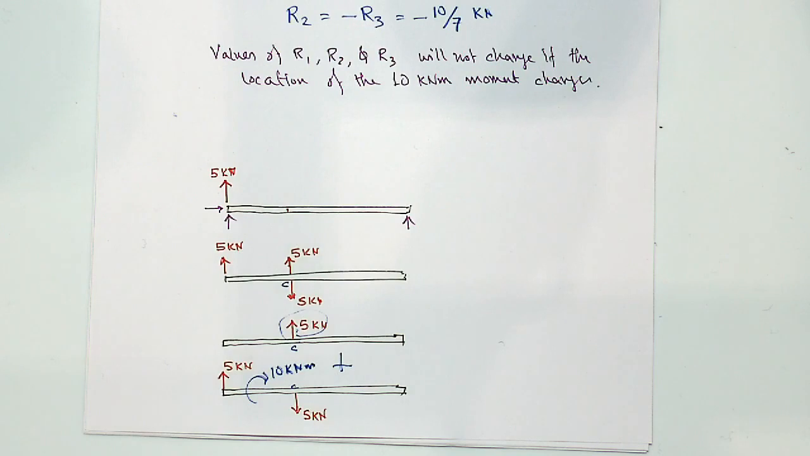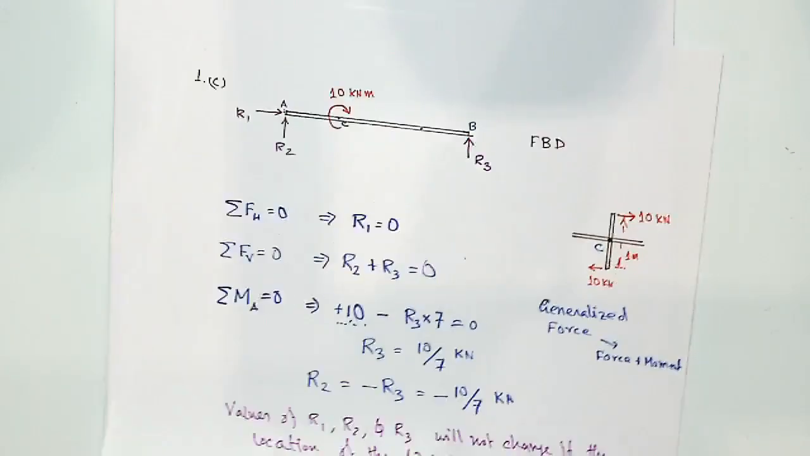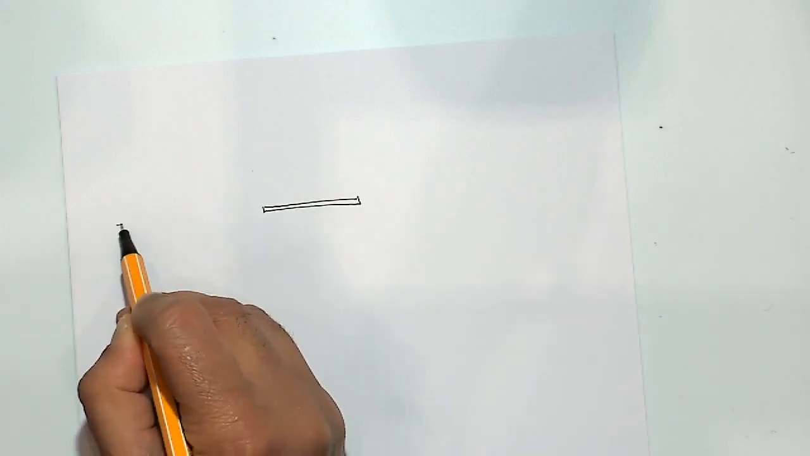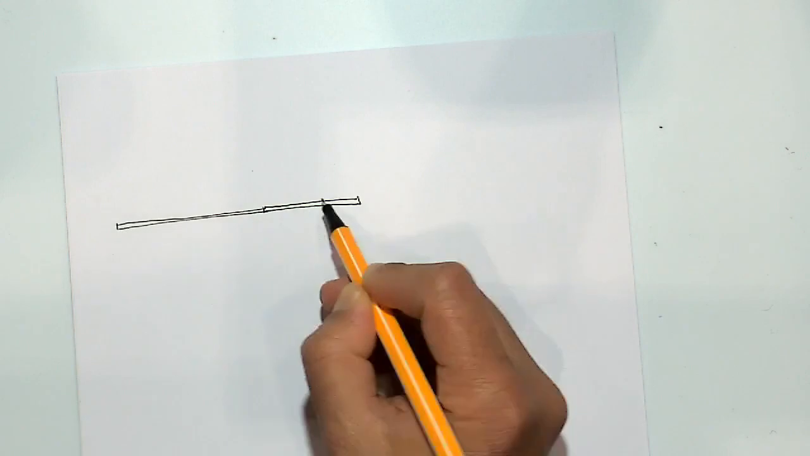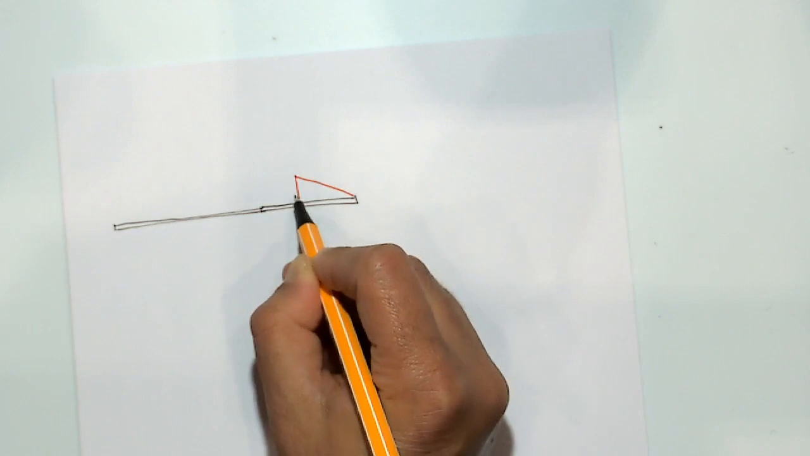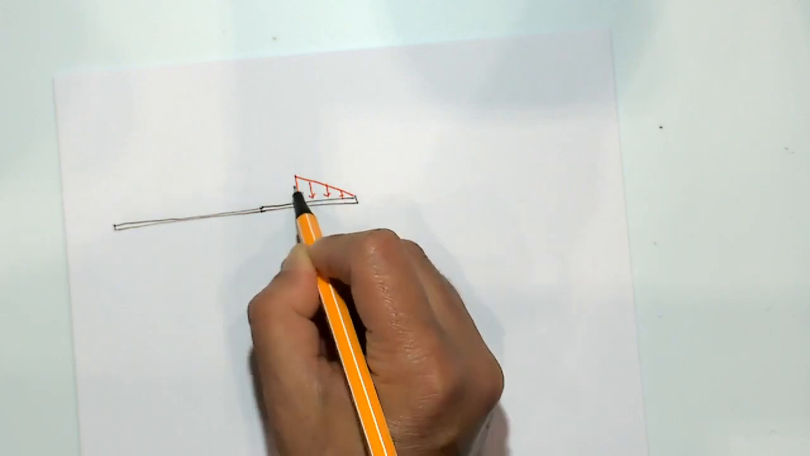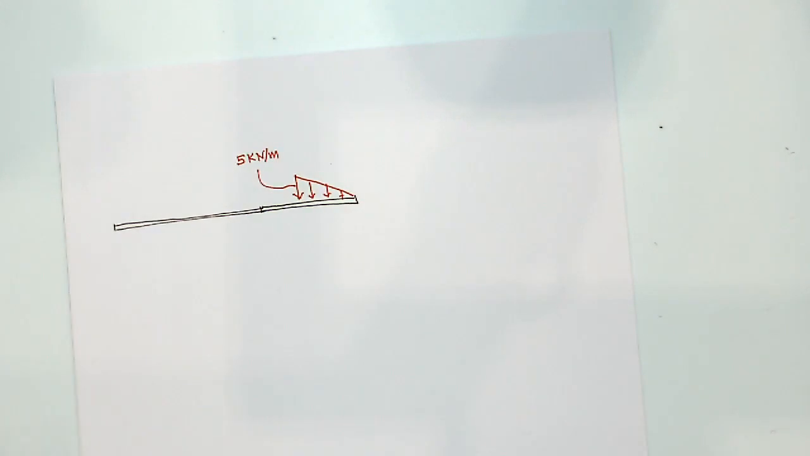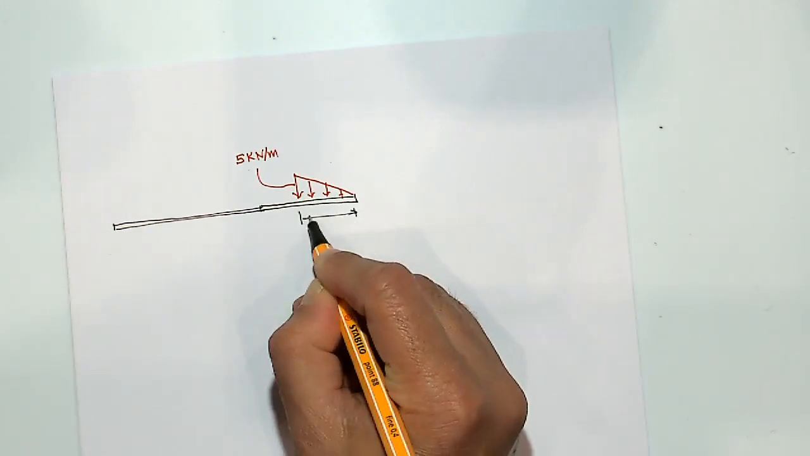Any other point? Okay, if not, I'm going to show you quickly another one. If you have a triangular load, how do you take it into account? This is problem 1F. 1F has, towards the end, a triangular load. This particular one is 5 kilonewton per meter, and the total distance here is 4 meter.